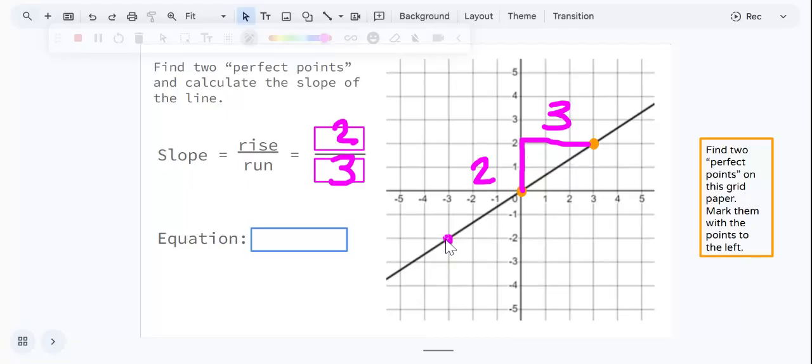You can actually see again that if you found another perfect point, it's still going to be 2 up, 2 over 3 to get to the next perfect point. My equation is going to be y equals m, 2 over 3. M is your slope, x.